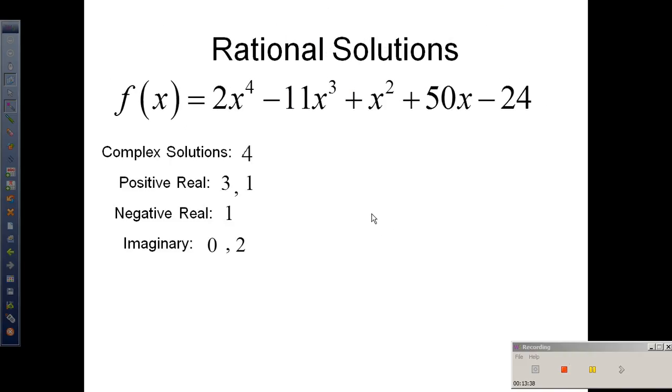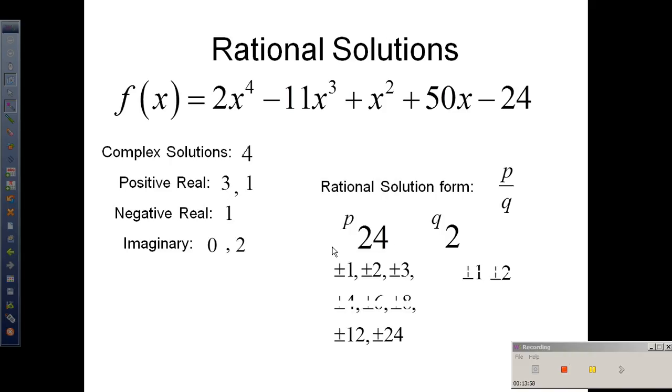Now, if we want rational solutions, what is P in this case? 24. It doesn't matter whether it's positive or negative, because all of them we put plus or minus. What is Q? Okay? So you got P and Q. So here are all the factors of 24. All the factors of Q. Everybody understand where I got that right? All numbers go into 24.